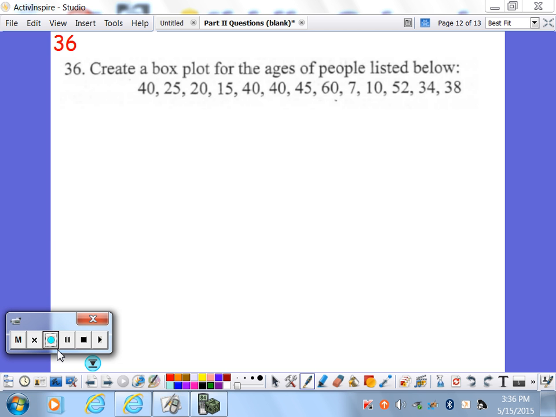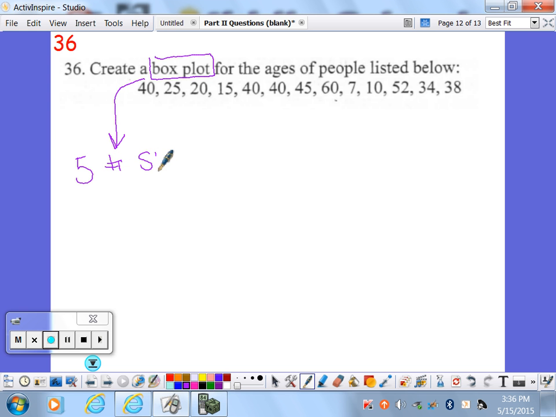36. Create a box plot for the ages of people listed below. Alright, so remember that in order to make a box plot, we need what's called a 5-number summary. You must always record your 5-number summary or you will not receive full credit. Consider this part as showing your work.